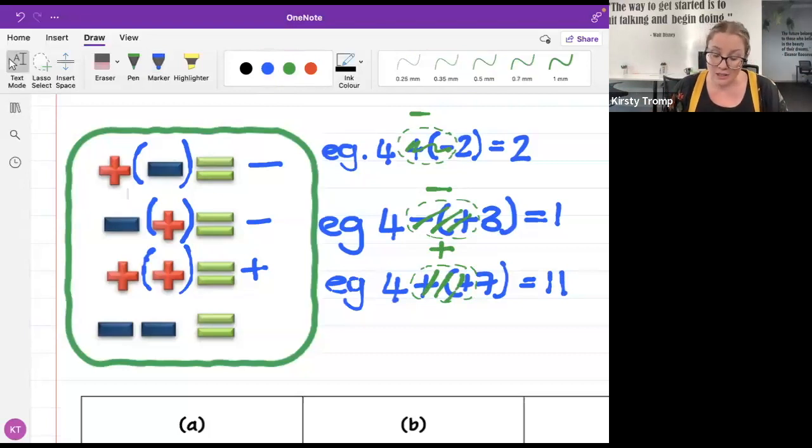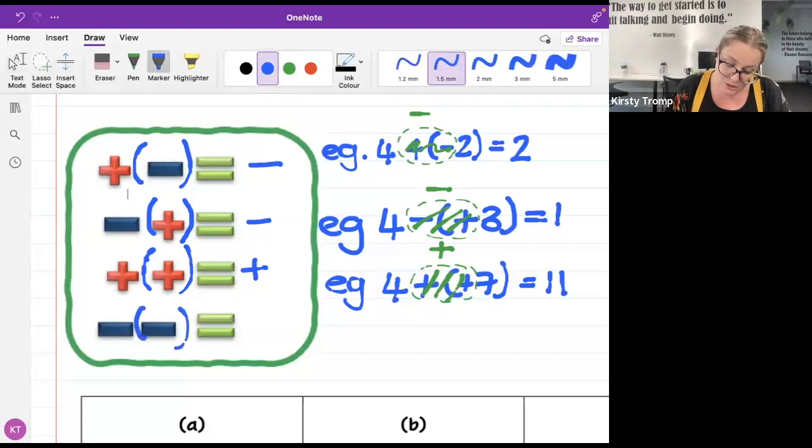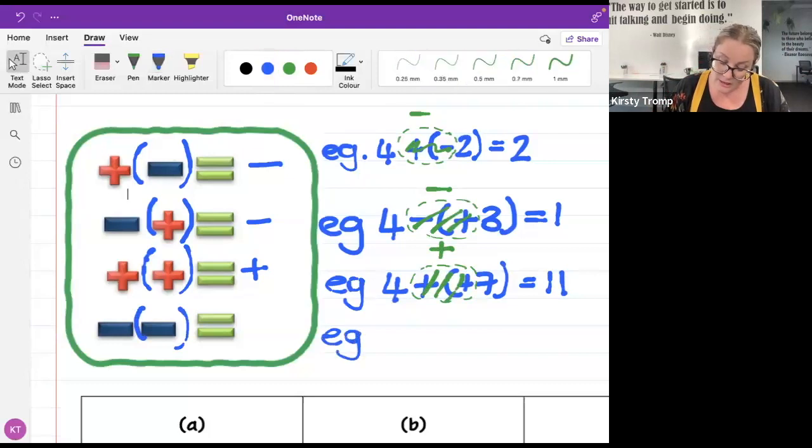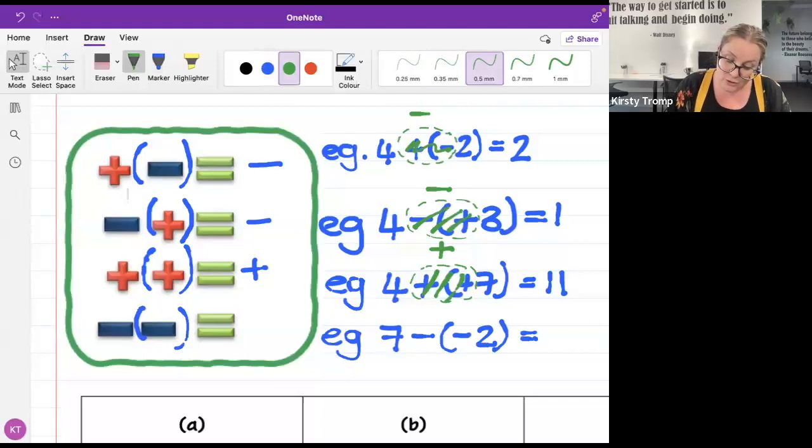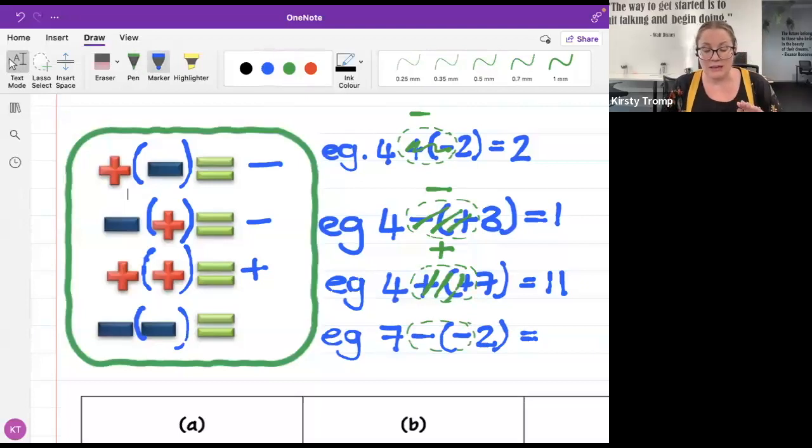And finally, the last example I've got there is where I've got a negative next to a negative. So for example, if I had 7 minus negative 2, what would I do? I would draw my circle around my two signs. Now what's happened? I've got a negative next to a negative.